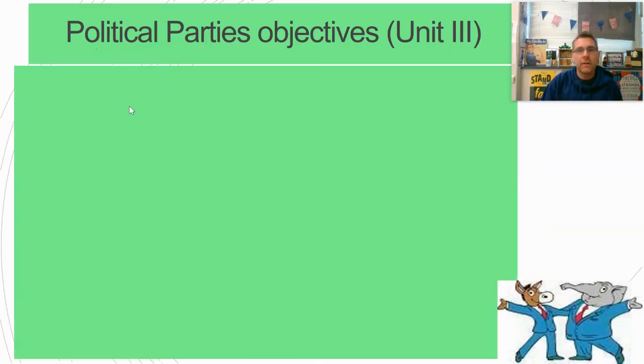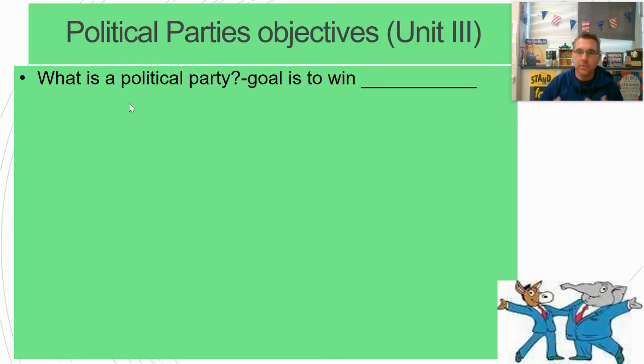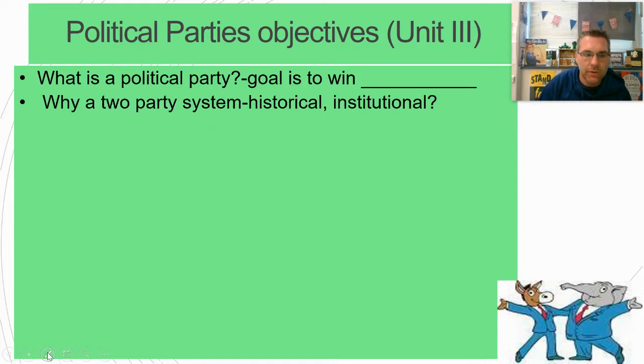Okay. So in this unit, we're going to take a look at a couple of questions. We're going to try to answer a few of them. First off, what is the goal of a political party, right? The goal of a political party is, number one, to win elections, right? That's how they get power, is they actually win elections and they come to power, okay? So an interest group's goal is to shape policy. A political party's goal is to win, okay?